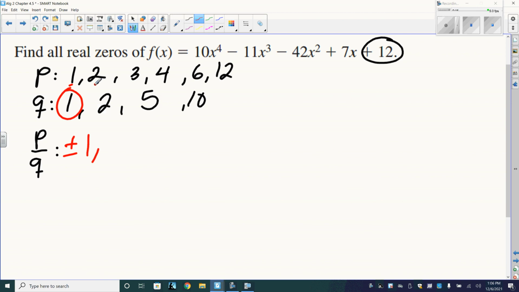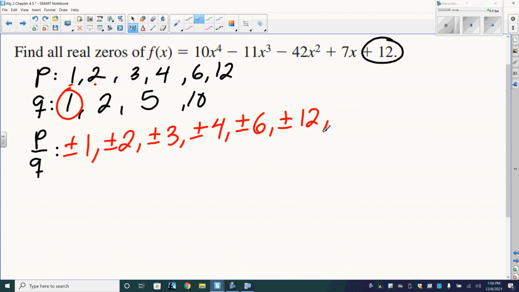Then we'll move on to 2. 2 divided by 1 is 2. 3 divided by 1 is 3. 4 divided by 1 is 4. 6 divided by 1 is 6. And 12 divided by 1 is 12. So really with our first value of q, 1, we're just rewriting all the values of p over. Any questions on this so far?